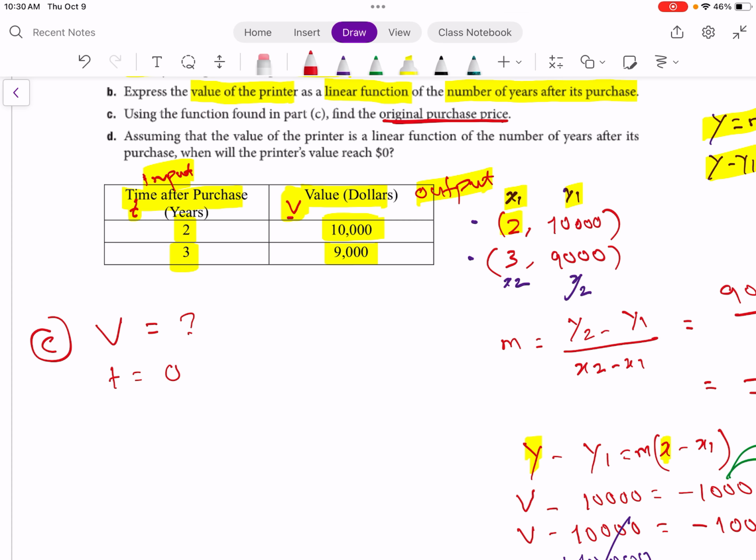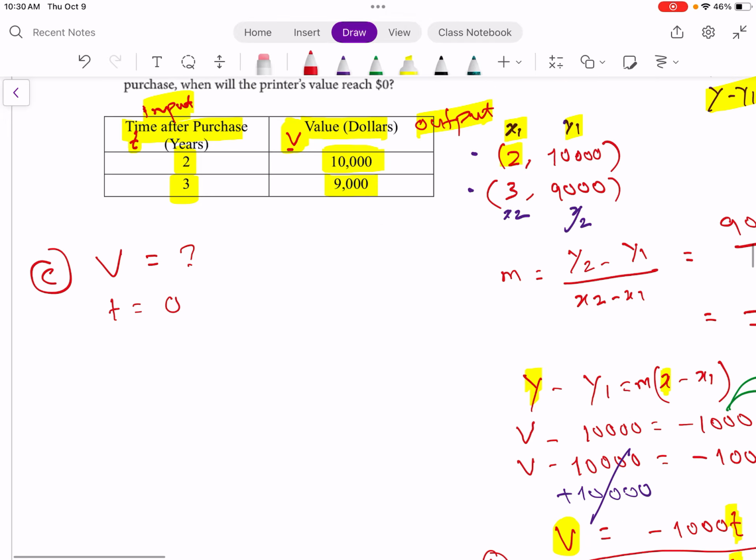We defined our T as the number of years after its purchase. And we are trying to find the original price. Original purchase price means we want to find the price of the printer on the purchase date. So on that purchase date, the time after purchase will be 0.